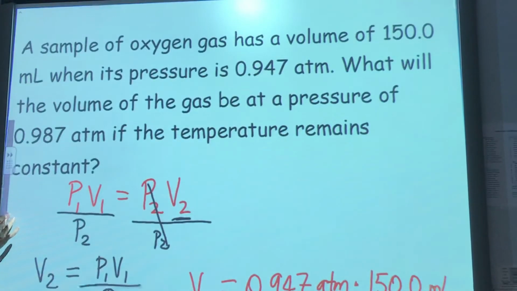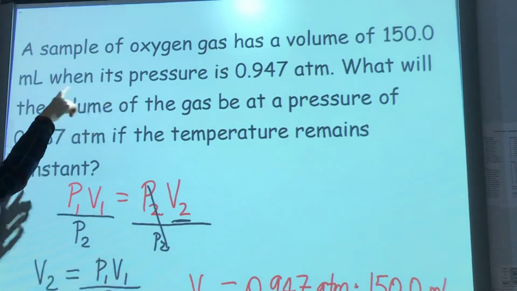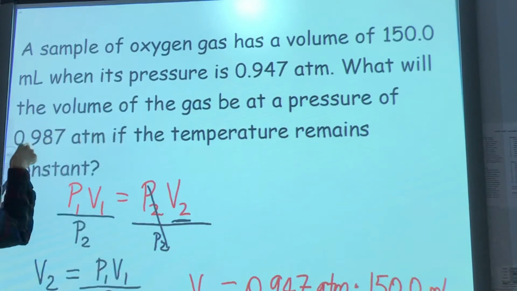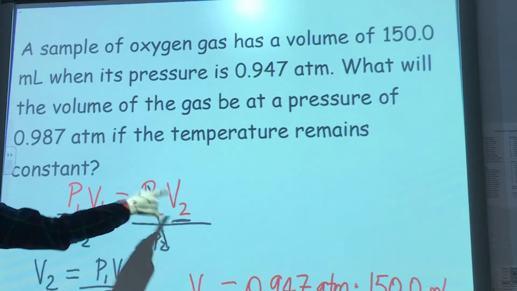I will show you this problem, because you do have to know how to do these for the test. We have a sample of oxygen gas. It has a volume of 150 milliliters when its pressure is 0.947 atmospheres. What will the volume of the gas be at a pressure of 0.987 atmospheres if the temperature remains constant? We have our P1V1 = P2V2, and we're solving for which? We are given our first volume, first pressure, and second pressure, and it asks what will the volume be, so we're trying to find volume 2.